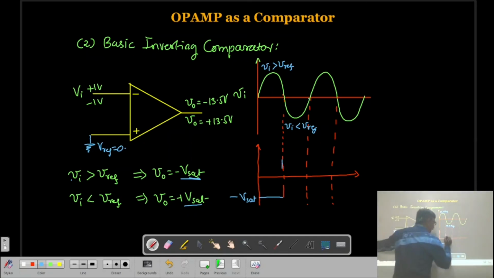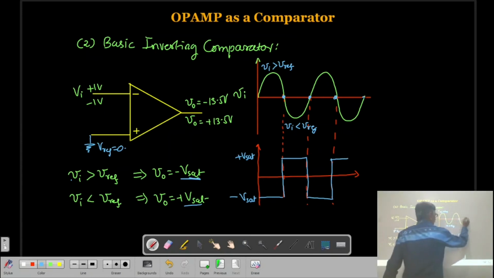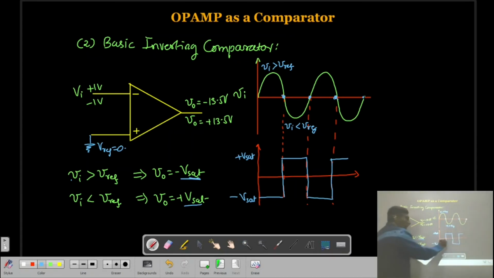Here there will be a kind of transition because there is a 0 volt here, and it will go to plus V saturation. Again the 0 is occurring, so the comparator is changing the state, and in this way you can see the change in the output voltage. So this is about a basic inverting comparator. It is also working as a zero crossing detector. So whenever the 0 volt is crossed by the input voltage, the output of the comparator changes the state.